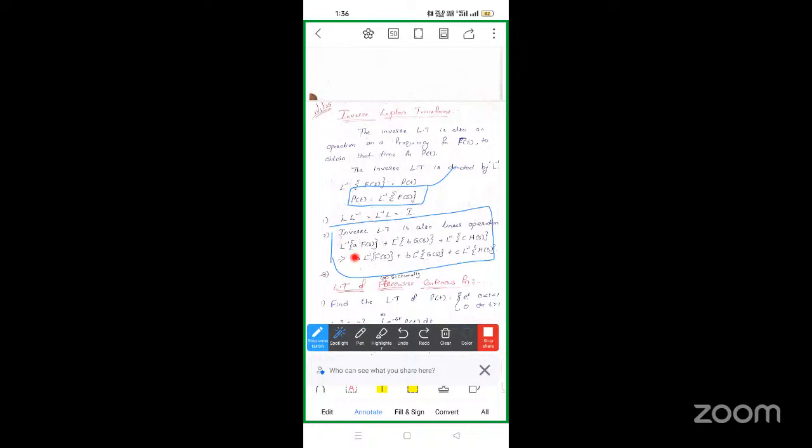So this is the linearity condition in the inverse Laplace transform. Once again, L inverse of a into F of s plus L inverse of b into G of s plus L inverse of c into H of s. By using the linearity condition, we can write the above statement as a into L inverse of F of s plus b into L inverse of G of s plus c into L inverse of H of s. So this is the linearity condition in the inverse Laplace transform.